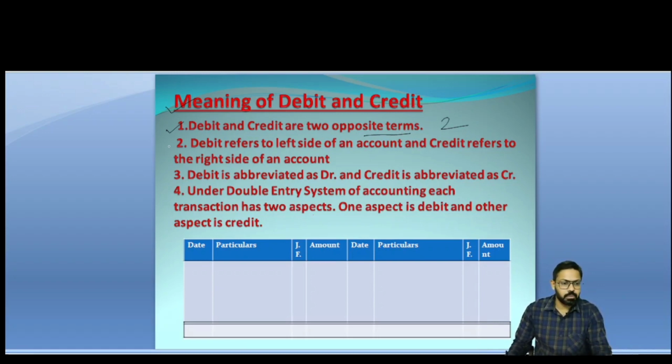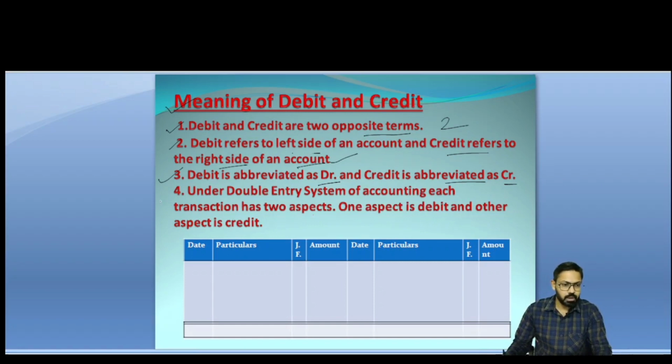Now what about the second point? Debit refers to the left side and credit refers to the right side. Of what? Of an account. Whenever there is an account, there will be two sides, left side and right side, the debit side and the credit side. The third point is that debit is abbreviated as DR dot and credit is abbreviated as CR dot. That means you can write debit in short form as DR dot, and credit in short form as CR dot.